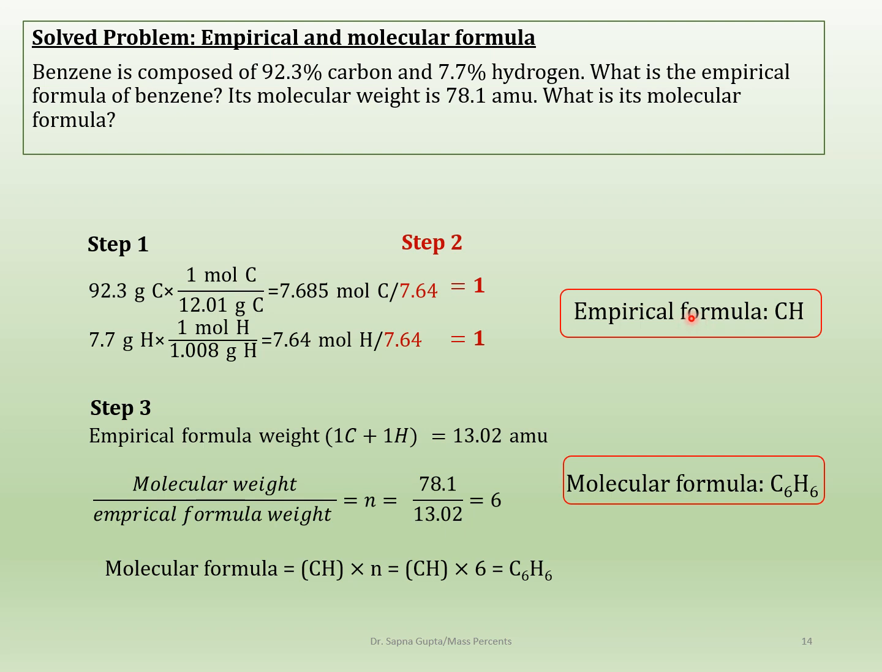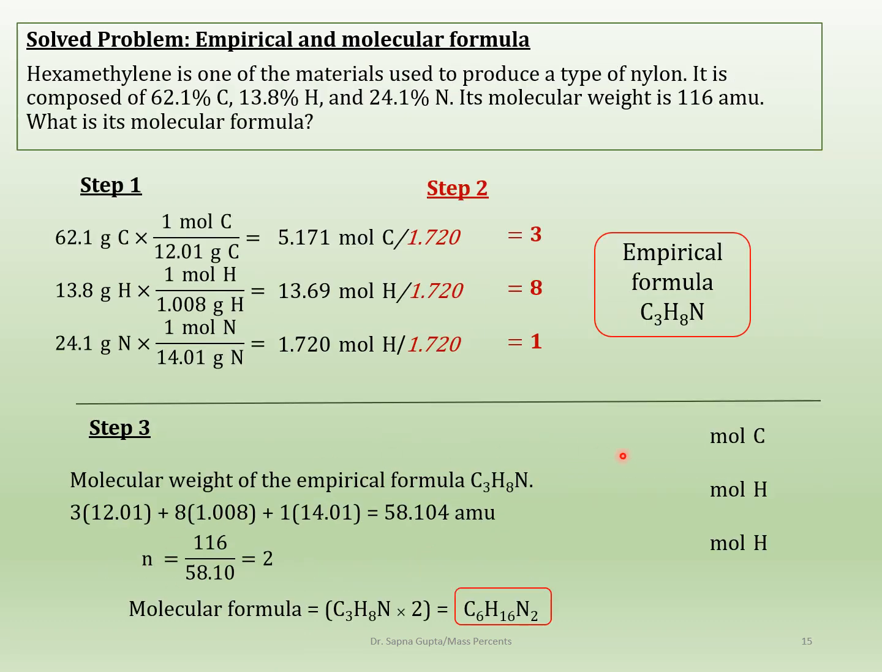So you can see that in order to go from empirical formula to molecular formula, you need the molecular mass, which is given to you. That's what you need in order to know what to multiply it with. Okay, here is another one. Same kind of thing. Again, you are given percents and you're given the molecular weight. You're asked to find the molecular formula.